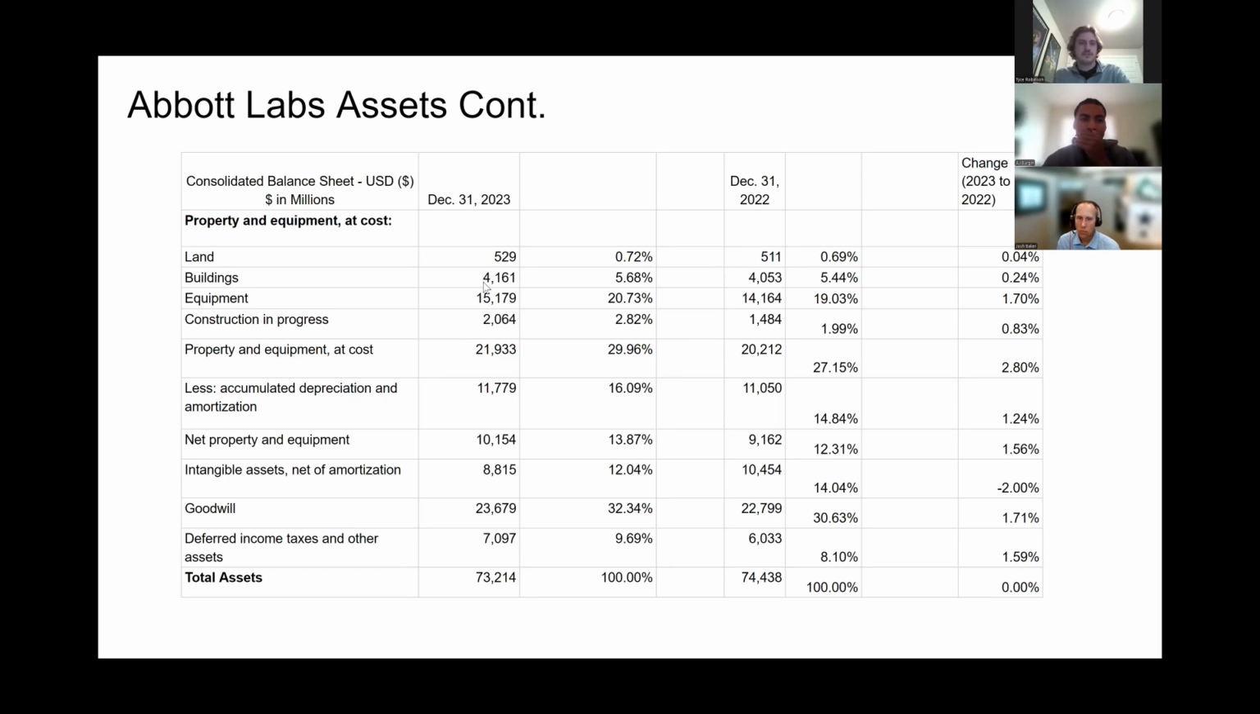So 2023 saw an increase in both property and in cost. That's very prevalent in the construction in progress. You can see it went up by $1 billion. Equipment went up. Buildings went up because they're leasing more and more land acquisitions.